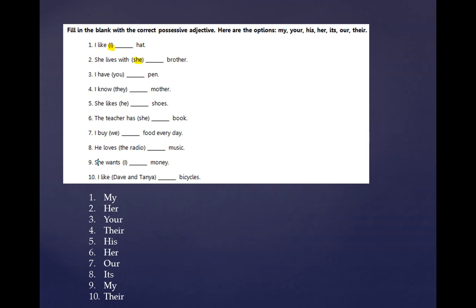She lives with her brother. Number 3, I have your pen. I know their mother. She likes his shoes. The teacher has her book. I buy our food every day. He loves its music. Number 9, she wants my money. And I like their bicycles. Okay, so you have to pay attention to these words between brackets. Okay, let's continue.